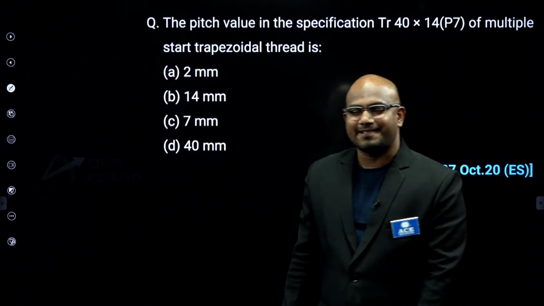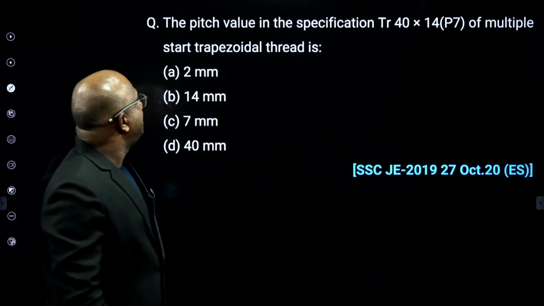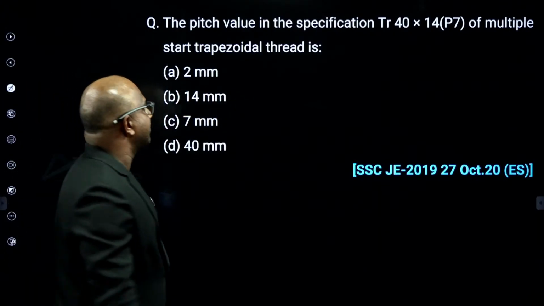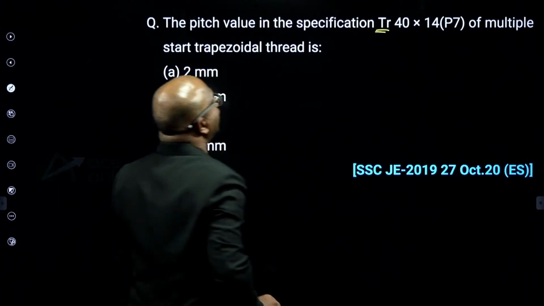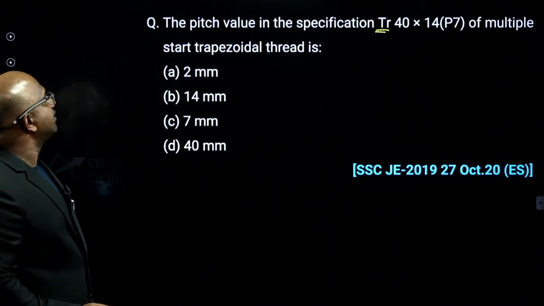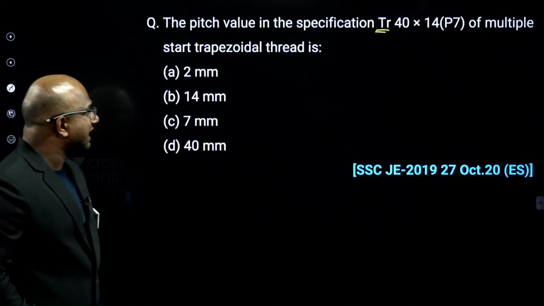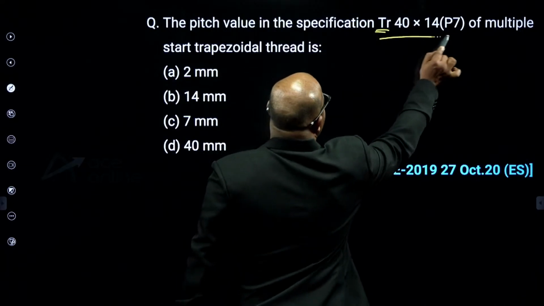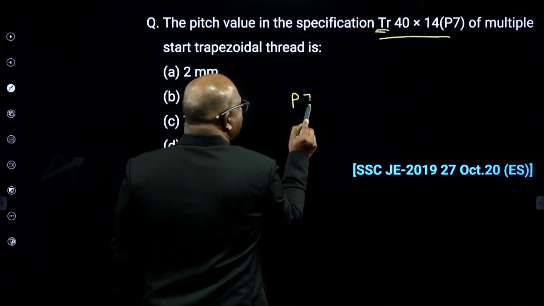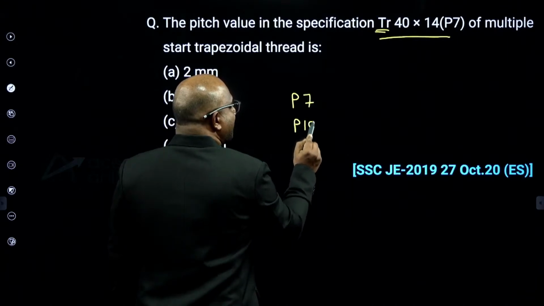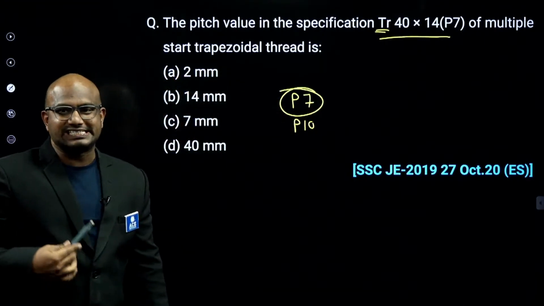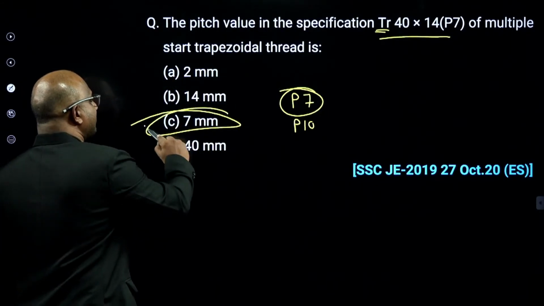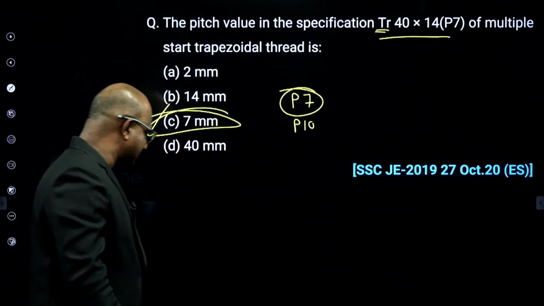Please try this, guys, everyone. The pitch value in the specification of TR, which means trapezoidal thread, guys. TR means trapezoidal. TR 40 into 4 in bracket P7 of the multiple slot trapezoidal thread is. What is the pitch he is asking in this specification, guys? Whenever he mentions P7, it means pitch is 7. P10 means pitch is 10, guys. The answer is 7 mm. So option C is the correct answer, guys. Very good.